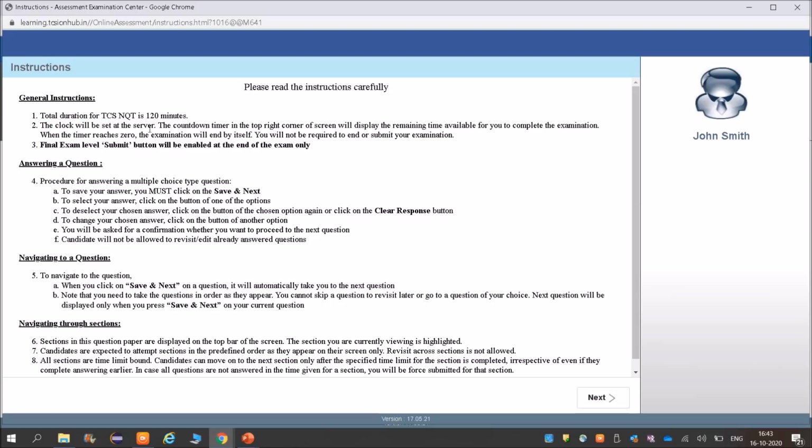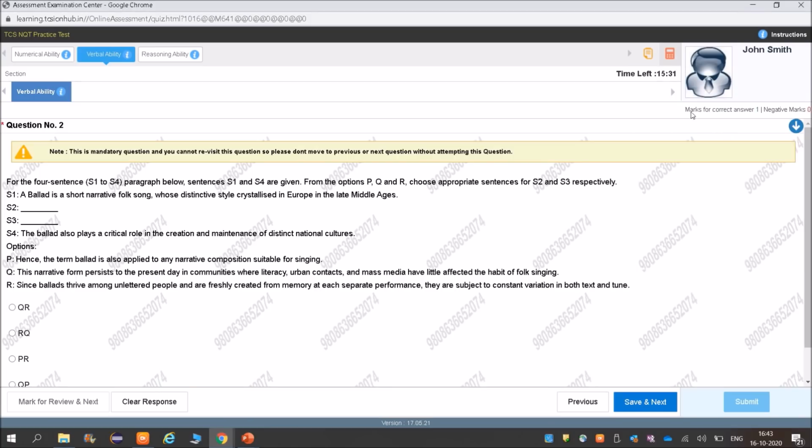The clock will be set at the server. So friends, once we click next, we will be able to see the time set in the right corner, and you can see it from here too. So this is the time they are talking about. The time left is 15:26 for the verbal ability section.